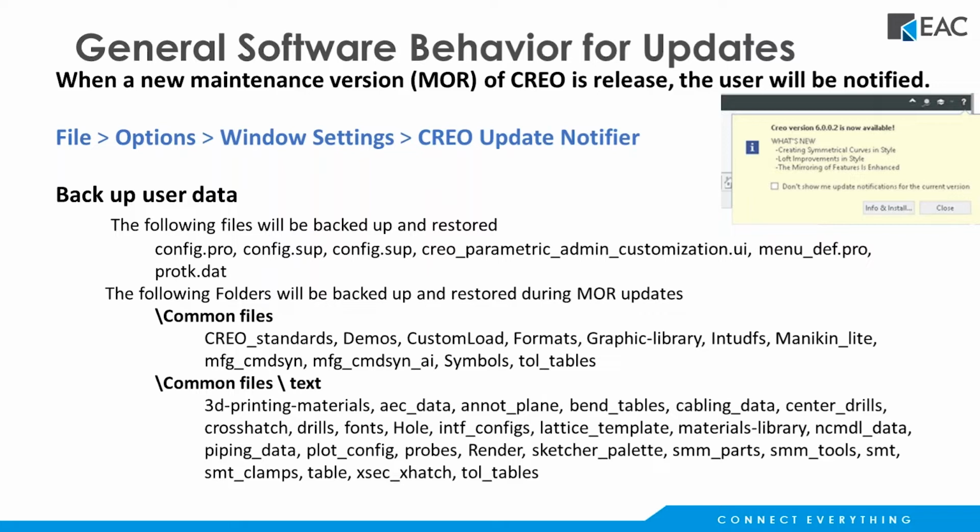Another thing is, as you're updating your software, loading a new version, any customized files that you've created under common files or under common files text, as you can see here, we have a variety of different file types that people typically will customize for their company. When a new release is loaded, these files are protected and then added to the new release, so there's nothing that you have to do or worry about as far as backing those up.